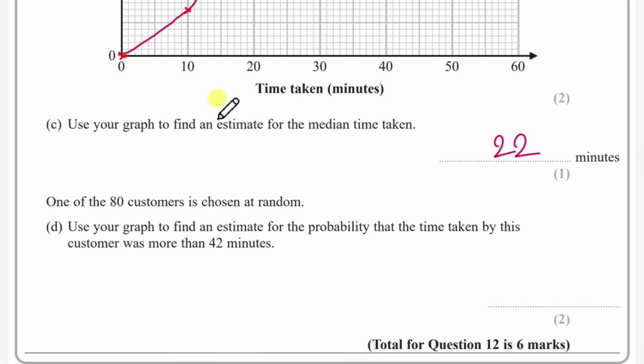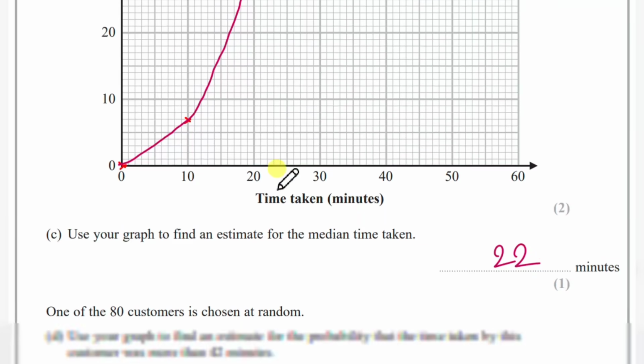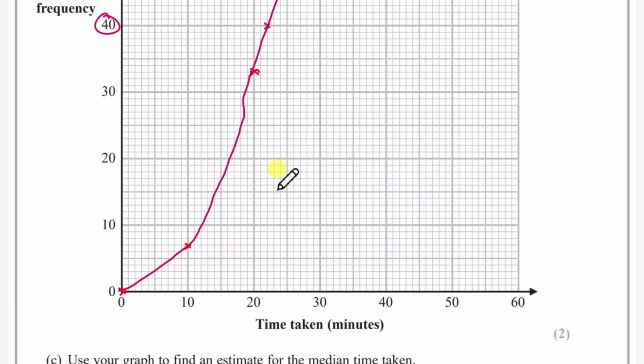You have a range of values, so you can get away with a couple of different values. Now, one of the 80 customers is chosen at random. Use your graph to find an estimate for the probability that the time taken by this customer was more than 42 minutes. Let's find out how many customers there were after 42 minutes.